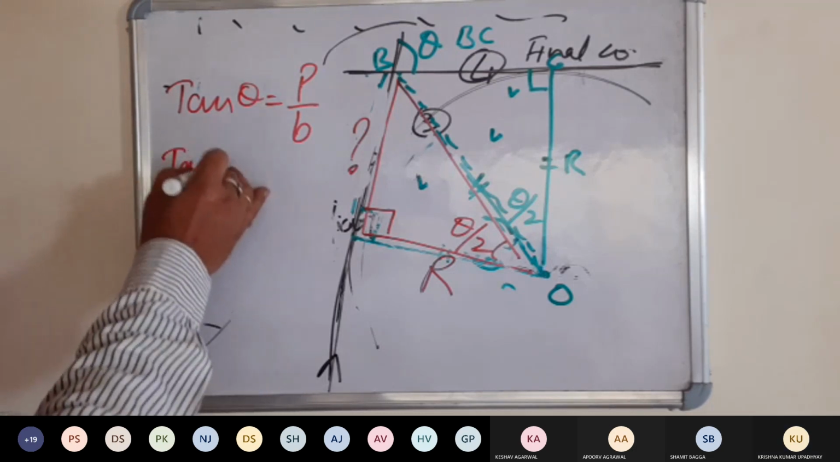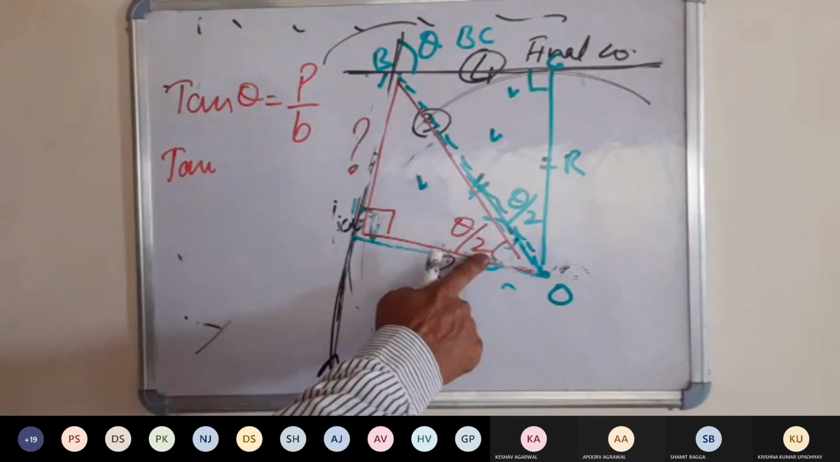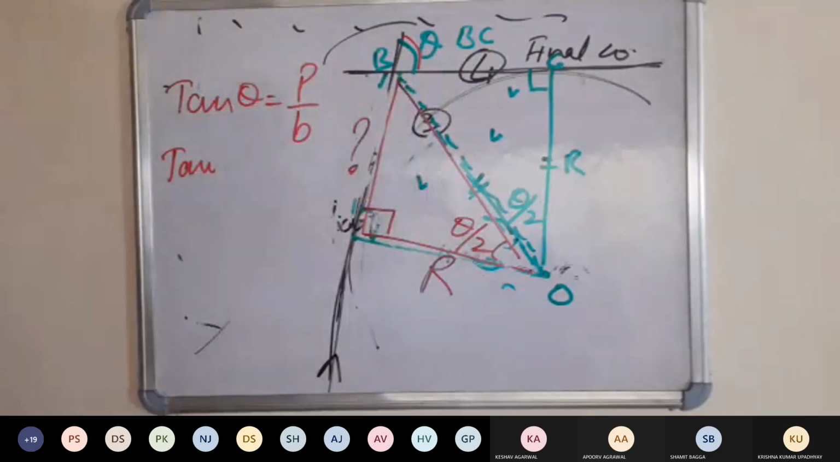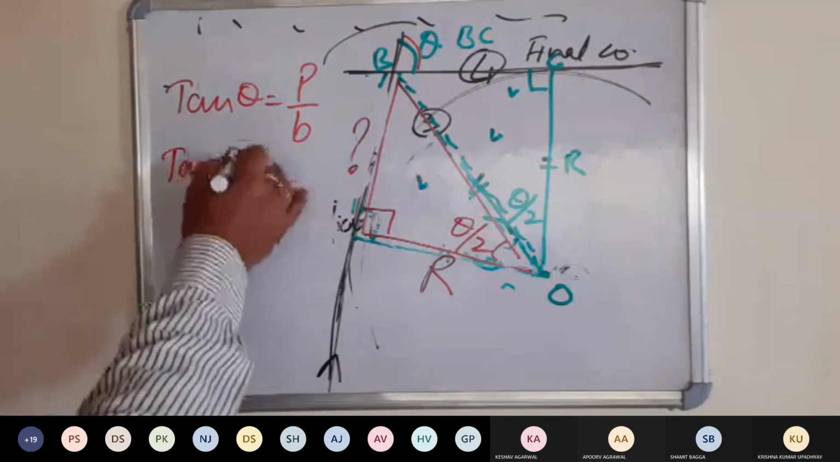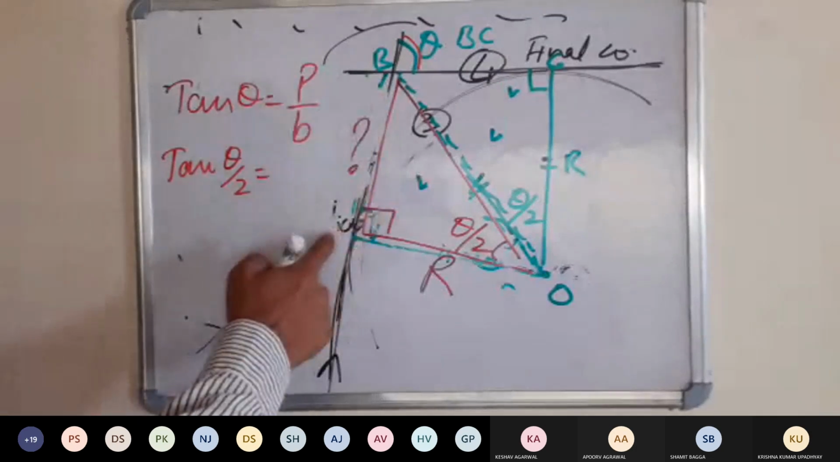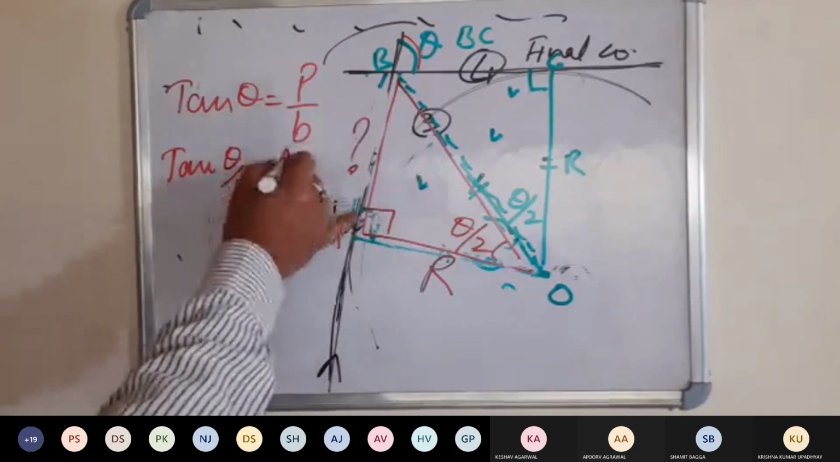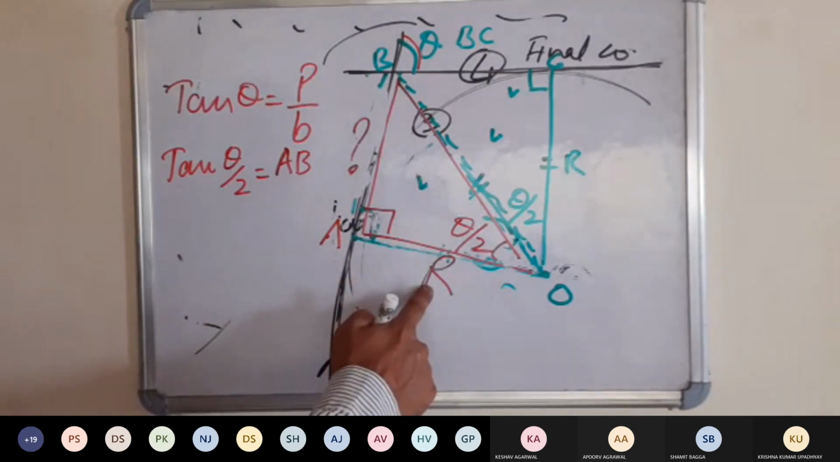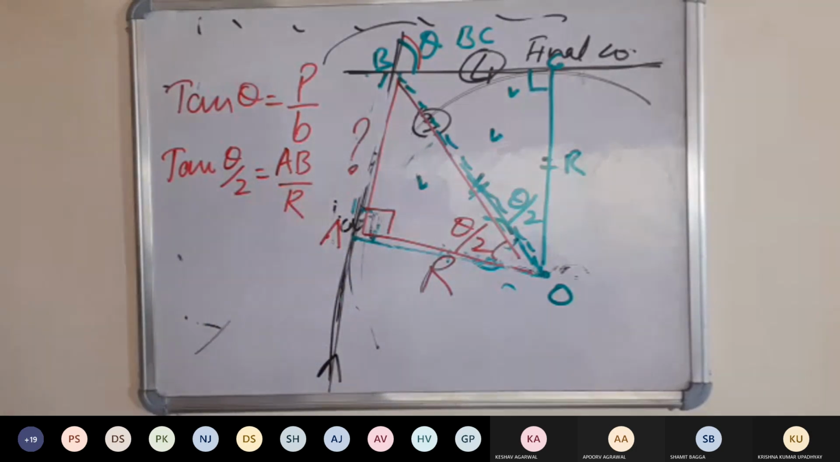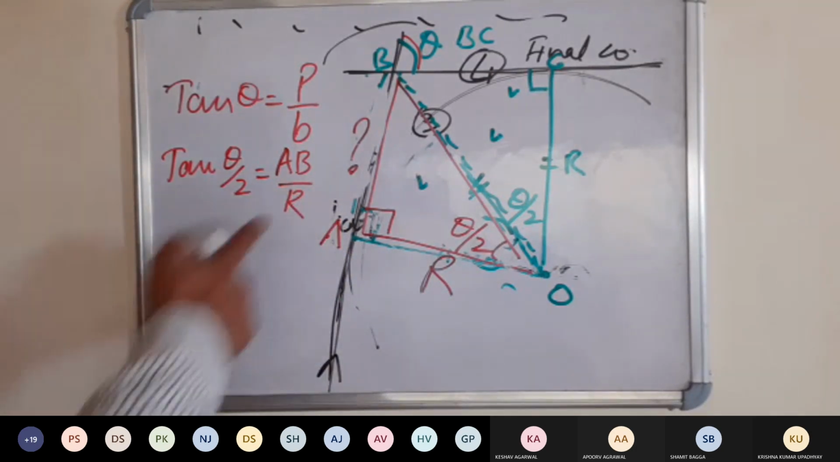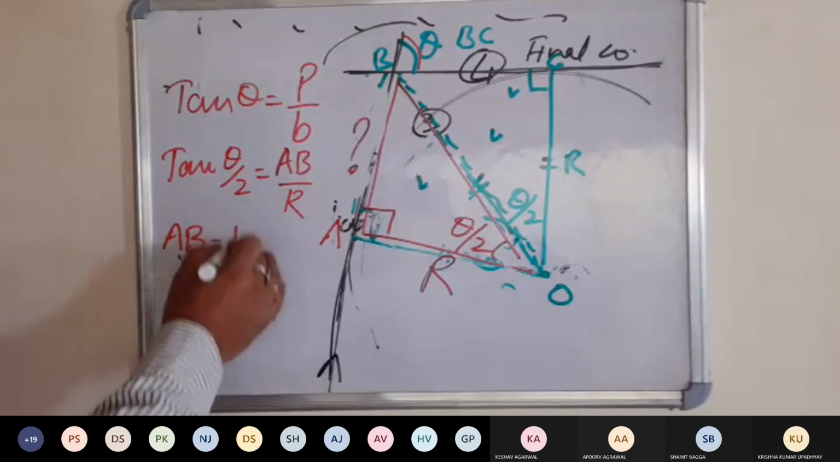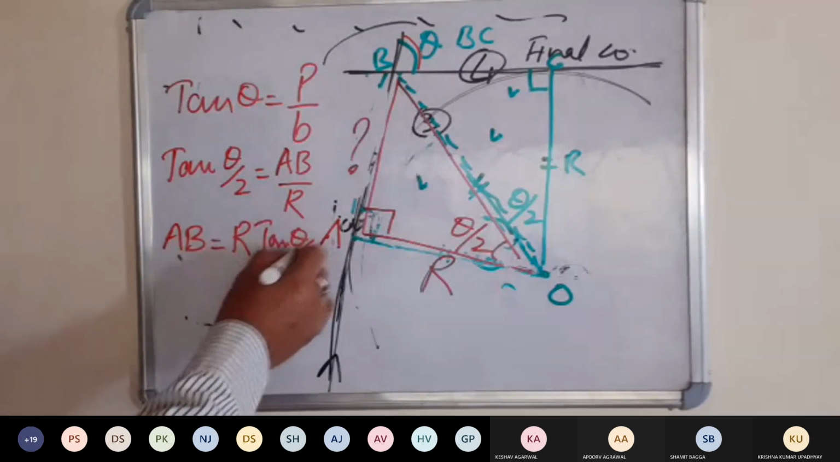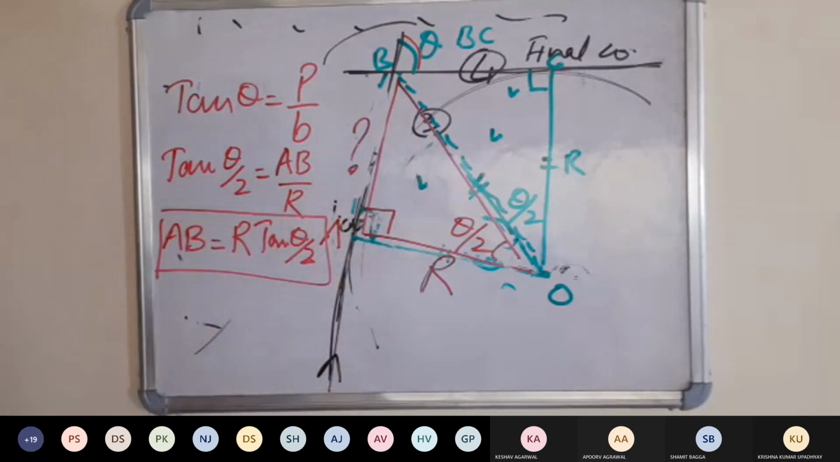Here, in place of tan theta, what is our angle? The alteration angle is theta, so this angle is how much? Theta by 2. Tan theta by 2 is equal to perpendicular. What is this perpendicular? Is it AB? AB. And what is this base? Sir, radius R. So AB is equal to R tan theta by 2. Is this okay or not? Yes.